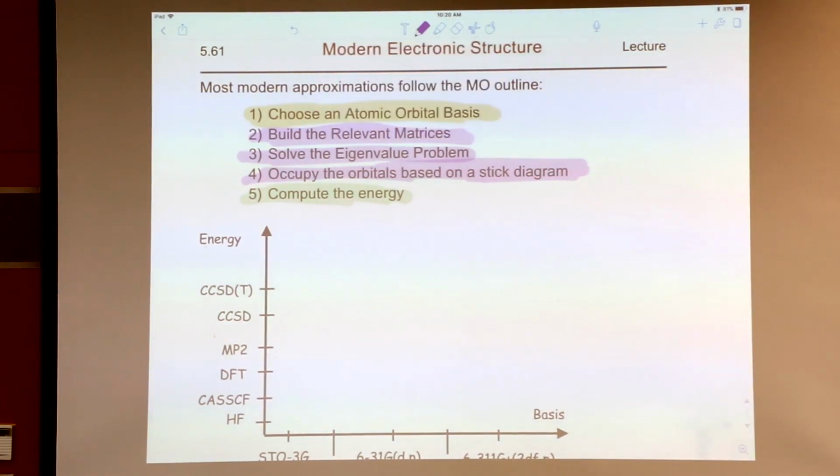So first, we can avoid more or less steps 2 through 4 because they're done automatically. Once you have chosen your basis that you want to use, the computer knows how to build matrices. It knows how to diagonalize matrices and find eigenvalues. It knows how to pick out which orbitals to occupy. It knows how to do all those things without you telling it to do anything. You don't really have to change anything. So the only things you have to worry about are choosing a good basis and then also telling the computer a good way to compute the energy.